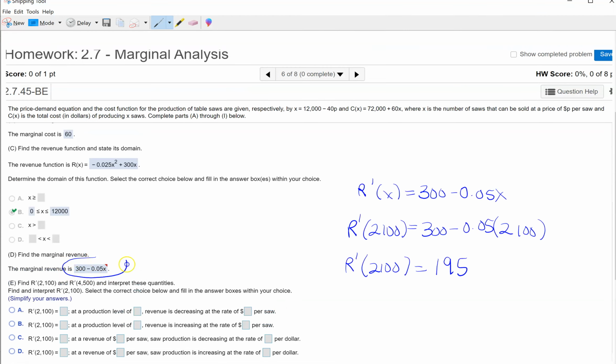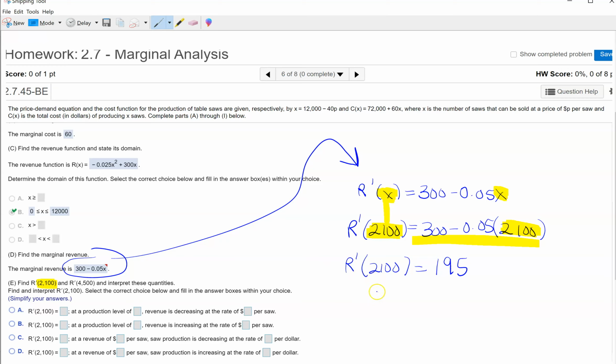Okay, so I just took my marginal revenue rule, but I wrote it in function notation because then we're wanting to input 2,100 saws into my revenue function. So the function notation makes more sense there. So I just plugged in my 2,100 and I put this in my calculator and I got 195, and it's positive. So what does this tell me?